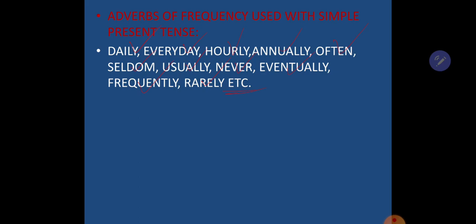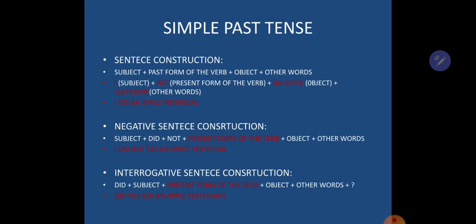Now we'll switch over to simple past tense. Simple past tense sentence construction is very simple. If you understand simple present tense, simple past and simple future are not difficult and they are very easy. But small little things you have to keep in mind here and there. So the sentence construction is the same.